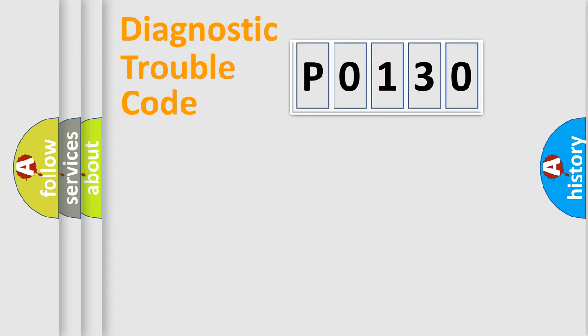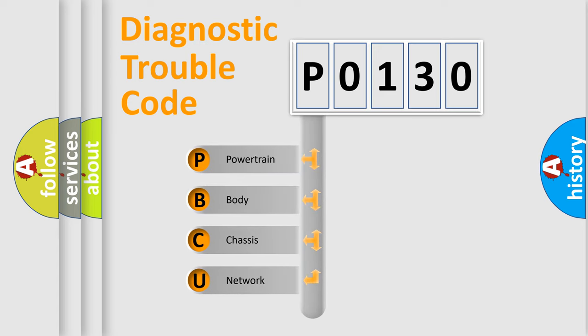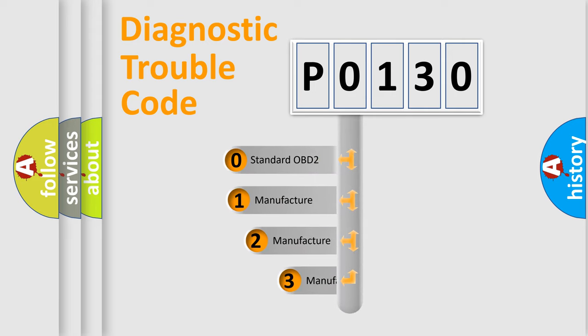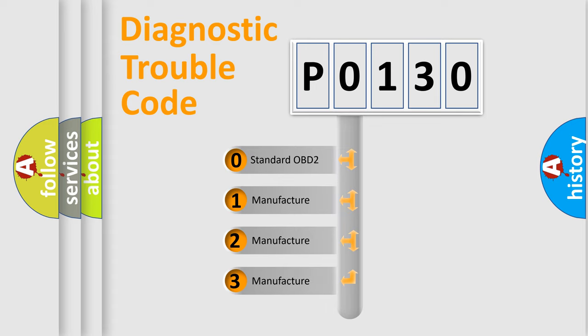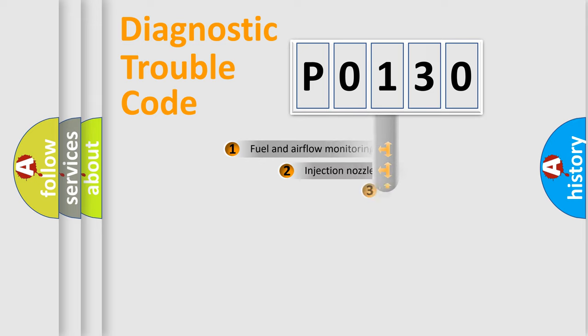Let's do this. First, let's look at the history of diagnostic fault code composition according to the OBD2 protocol, which is unified for all automakers since 2000. We divide the electric system of the automobile into the four basic units: powertrain, body, chassis, network. This distribution is defined in the first character of the code. If the second character is expressed as zero, it is a standardized error. In the case of numbers 1, 2, 3, it is a more prestigious expression of a car-specific error.